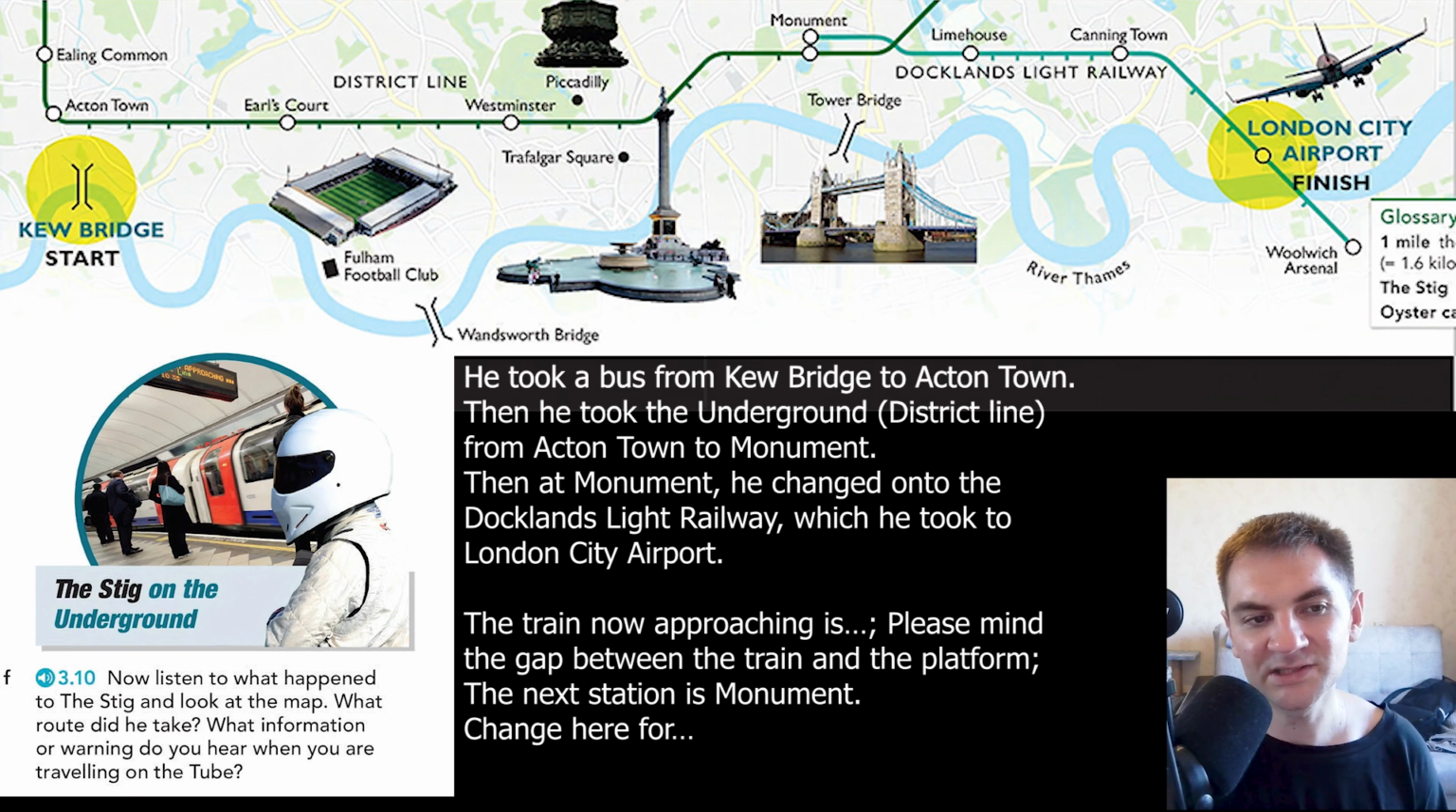And some announcements and warnings. The train now approaching is... Please mind the gap between the train and the platform. The next station is Monument. Change here for... Some typical things that you hear on the tube or on the Underground.